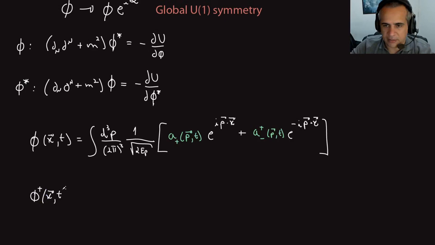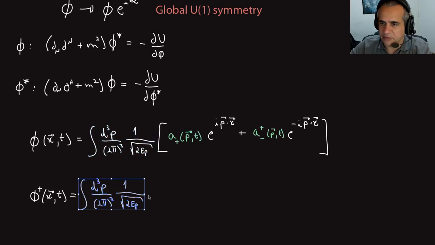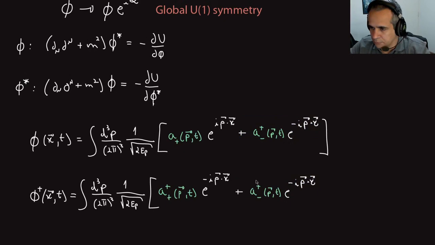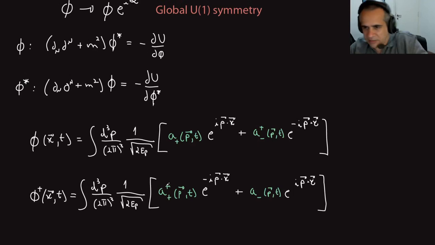And then I will write phi dagger of x and t. And this I can just repeat. It's the same. And here the important part. This is A plus dagger p, t, minus, right? And this is A minus times this exponential. So the name of the creation and annihilation operators is not important. I just call this set of creation and annihilation A plus, and this is a dagger. Now I have to make a proper dagger as to not be confused with the plus.